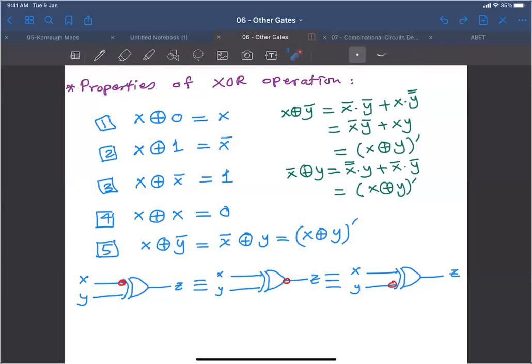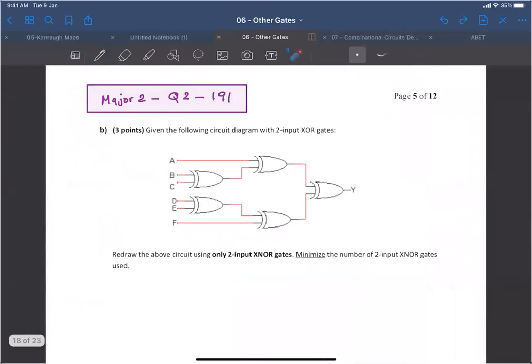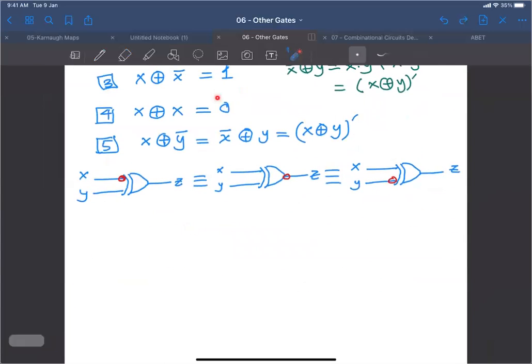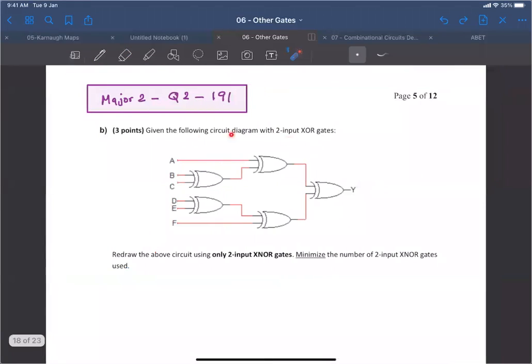Okay, excellent. So let's take an example in which we want to convert this circuit, which is composed of XOR gates, using these properties here, to all XNOR gates. So how do I do that? First of all, we do the same thing as we did in the NANDs and NORs. For example, if we put a bubble here, we have to invert it so that we maintain the same functionality of the circuit. Are you following? Yes.